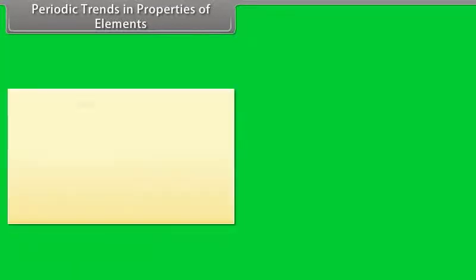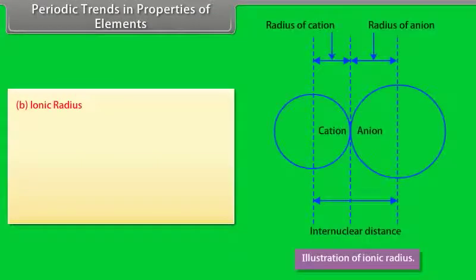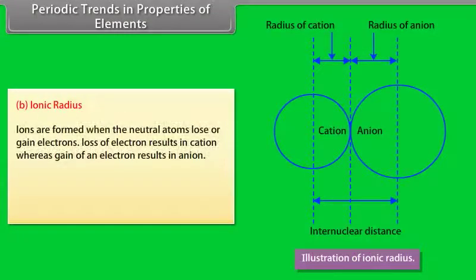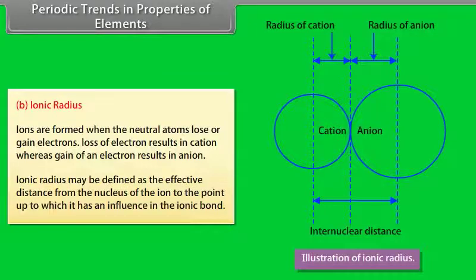bond. B. Ionic radius. Ions are formed when the neutral atoms lose or gain electrons. Loss of electron results in cation, whereas gain of an electron results in anion. Ionic radius may be defined as the effective distance from the nucleus of the ion to the point up to which it has an influence in the ionic bond.